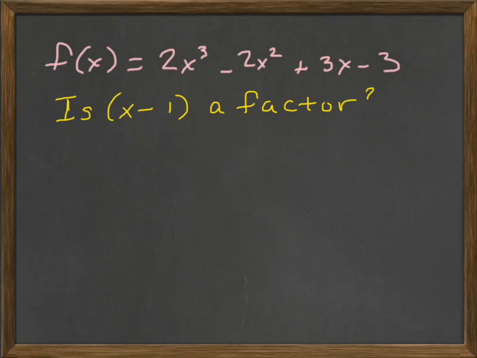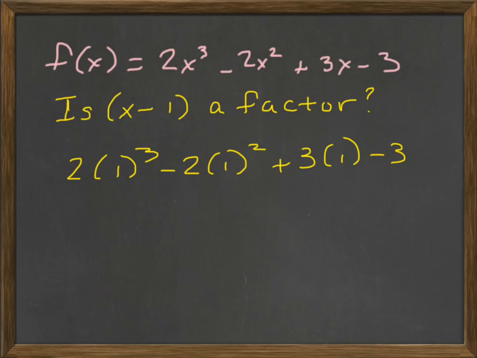Now let's look at this example. Is x minus 1 a factor? Well, we can see from using the rational root test that yes, we can get 1 as a possible root. So therefore, x minus 1 can be a possible factor. We plug in 1 to the higher order polynomial, and we get 0. So yes, it is a factor.